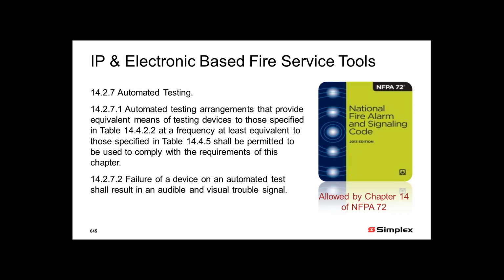And then the final part of that is in 14.2.7.2: the failure of a device on an automated test shall result in an audible and visible trouble signal at the fire alarm control unit. So if you can do those three things, you can declare your device to have automated testing.